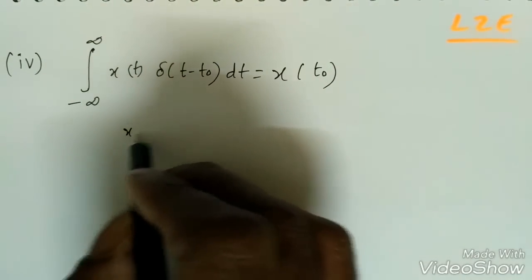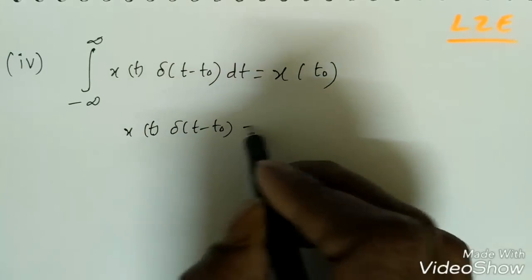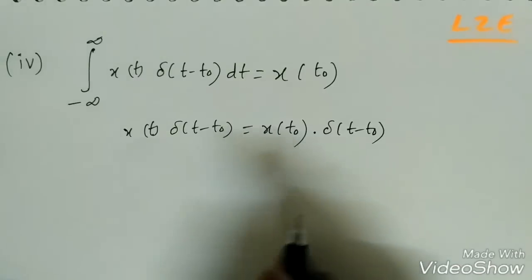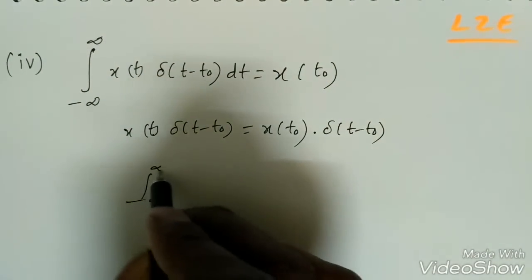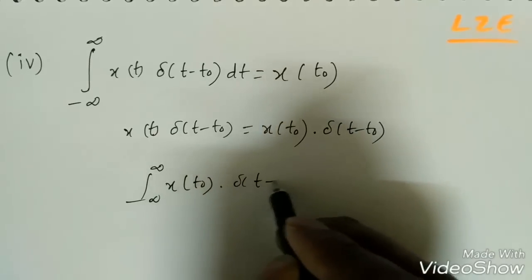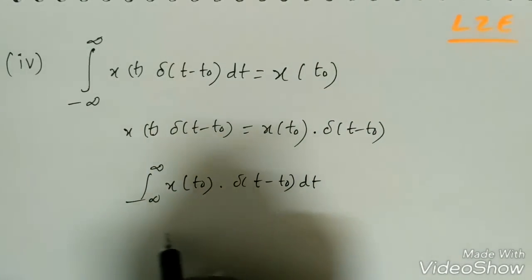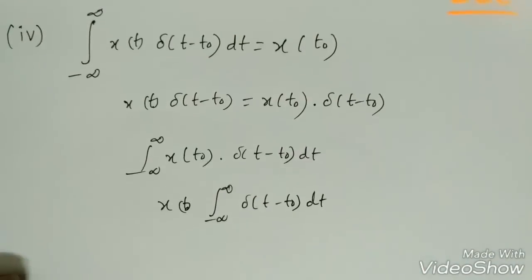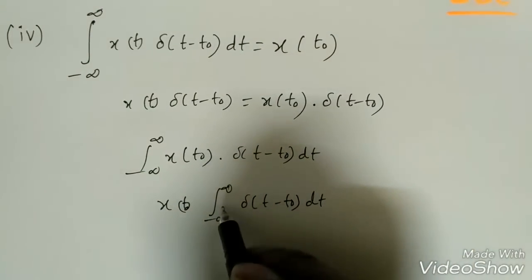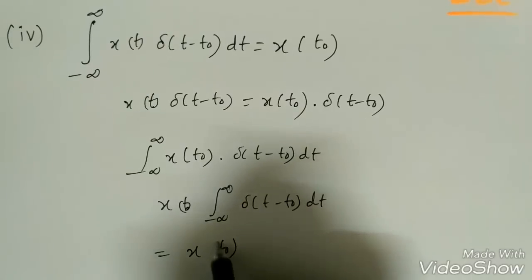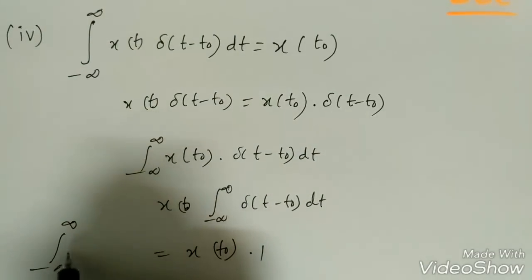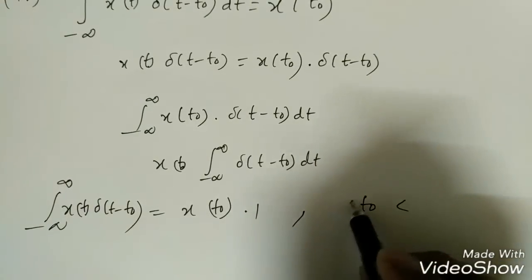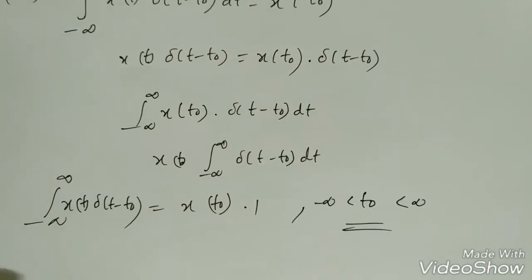So the proof is like this: we know that by sampling, x of t times delta t minus t naught is nothing but x of t naught into delta t minus t naught. There is no problem. Now here I can replace it with that one, x of t naught into delta t minus t naught into dt. So x of t naught will come outside, integral from minus infinity to infinity of delta t minus t naught into dt. Now what is the area of this one? If t naught exists between minus infinity and infinity, this will become x of t naught into 1. So the integral of x of t delta t minus t naught is x of t naught, and this t naught should be between minus infinity and plus infinity, otherwise it will become 0.